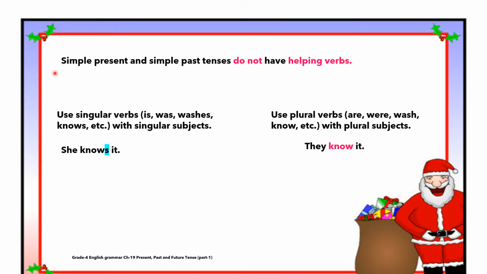Remember this thing, children, that simple present and simple past tenses do not have helping verbs. We use singular verbs is, was, washes, knows, etc. with a singular subject. For example, she knows it. And we use plural verbs are, were, wash, know, etc. with plural subjects. For example, they know it.